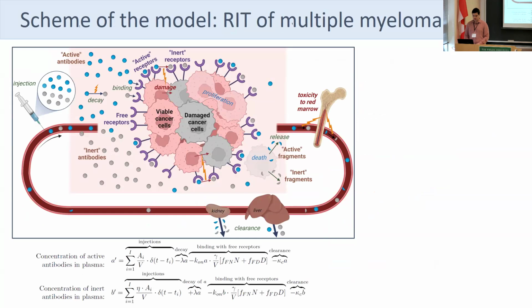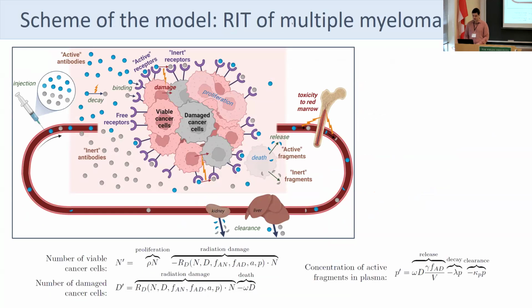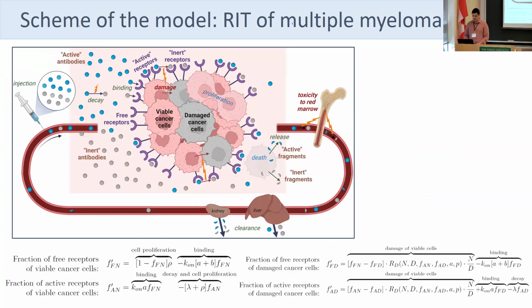So both active antibodies unanchored to cancer cells and their fragments can decay in blood, affecting red marrow, or be cleared out. And the clearance rate of fragments is higher than that of intact antibodies. And I explicitly monitor the state of specific receptors on both viable and damaged cancer cells. Receptors can be free, bound to active antibodies, and bound to inert antibodies, with the fractions of each state being numbers from 1 to 0.